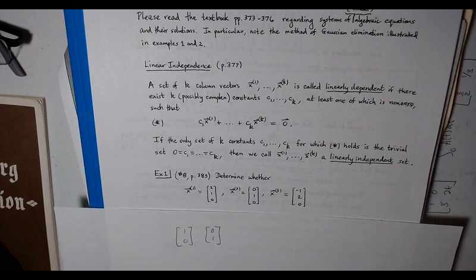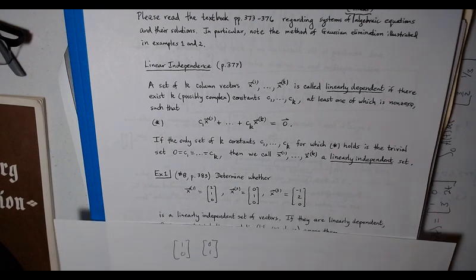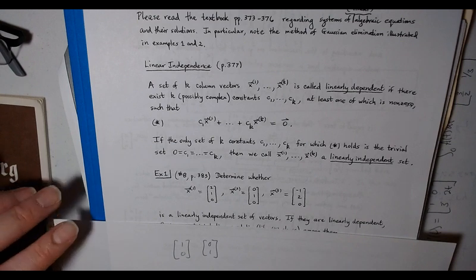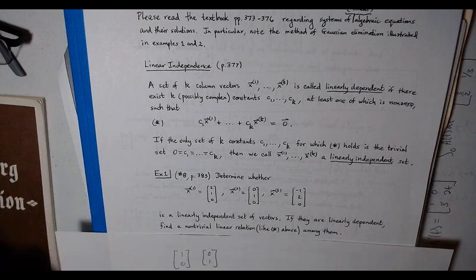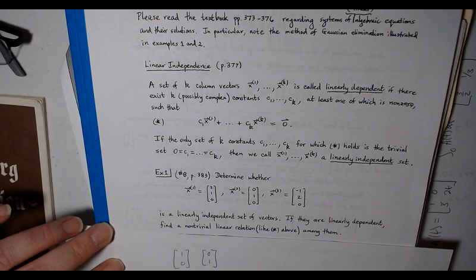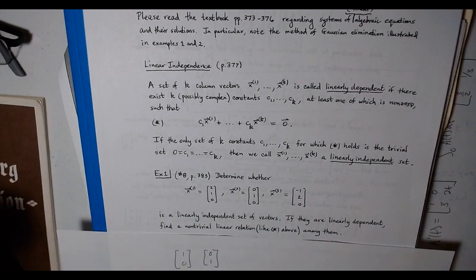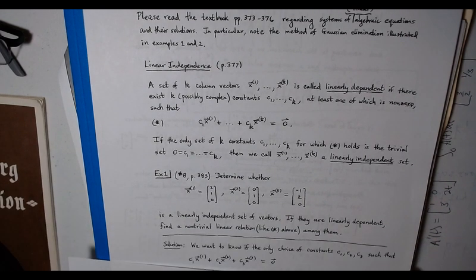So here's a less trivial example. Does this set of vectors form a linearly independent set or a linearly dependent set? And if they are linearly dependent, find a relation that shows a non-trivial linear relation. In other words, find the set of constants that works, or some set of constants that works.